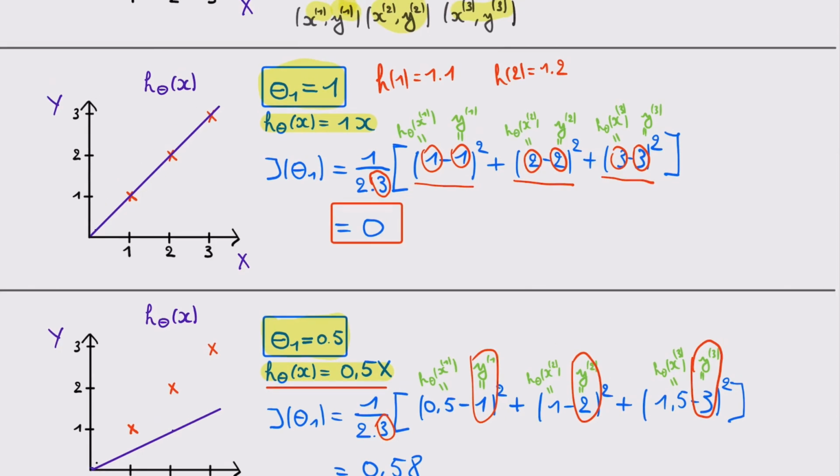We can now calculate what the hypothesis predicts if we give it as input x superscript 1, which is 1. This will give us 1 times 0.5, which is just 0.5. We can do the same if we give the hypothesis as input x superscript 2, which will result in 2 times 0.5, and we can also give the hypothesis as input x superscript 3, which will be 3 times 0.5.